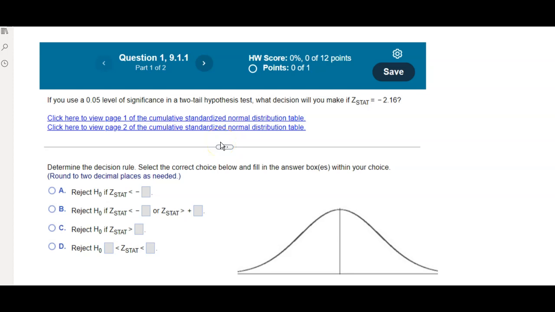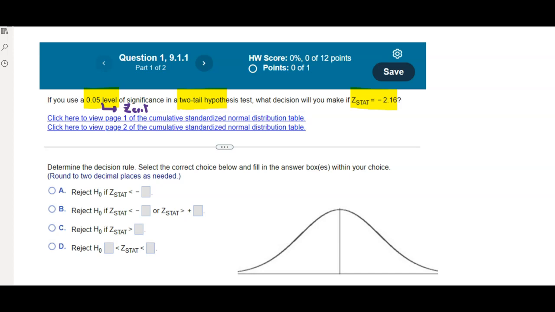In this question, we are given the level of significance alpha, and the type of distribution, which is a two-tail hypothesis testing, and then we are provided with the z statistic value. So now what we want to do is, from the alpha level, calculate the Z-Critical and then compare the Z-Critical with the Z-Statistic and make a decision whether to accept or reject.